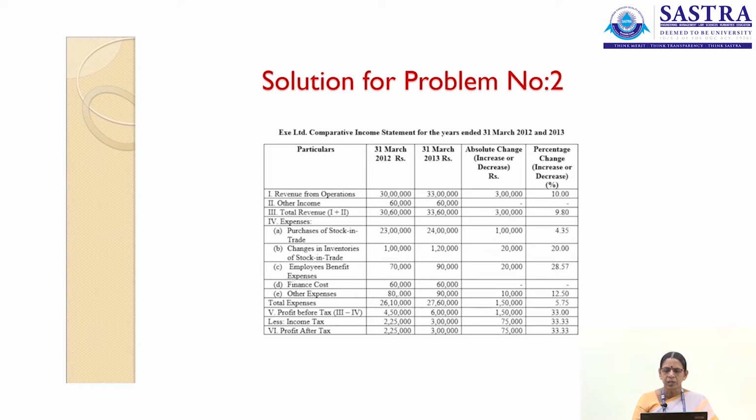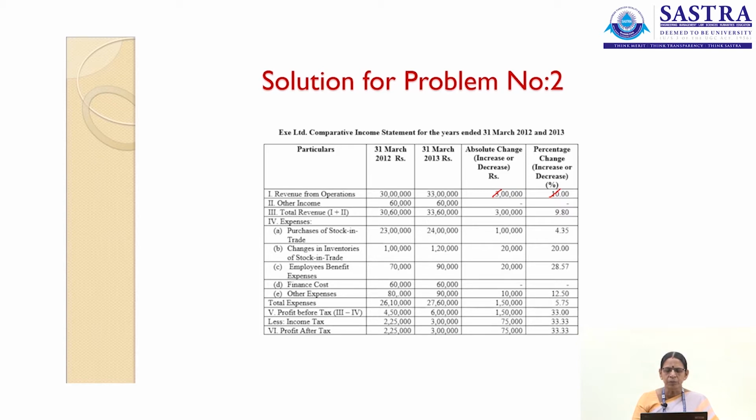Now we have to calculate the absolute change, that is increase or decrease over the previous period, again percentage of change, either it is increase or decrease. Let us see each and every item one by one. Revenue from operations, it is 30 lakhs and 33 lakhs. We have 3 lakh of your absolute change. Now 3 lakhs divided by 30 lakhs, we have 10%. Now 60,000 and 60,000, we don't have any change, so there is no percentage of any changes here.